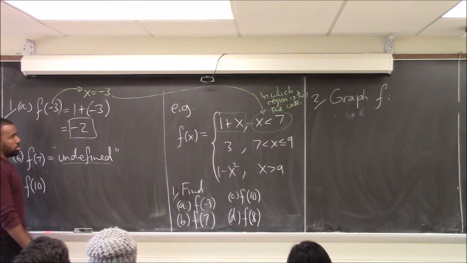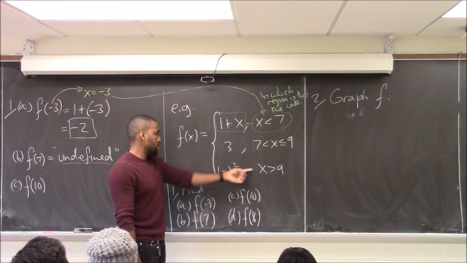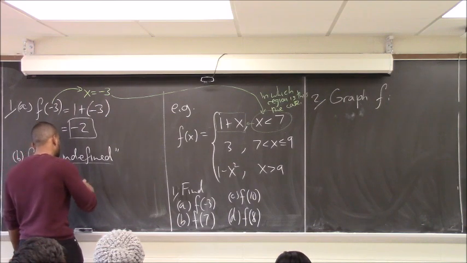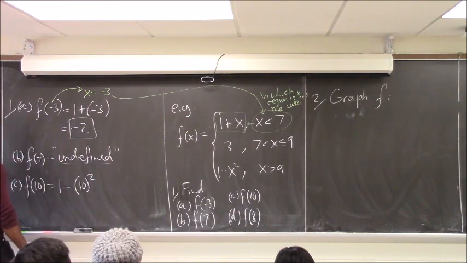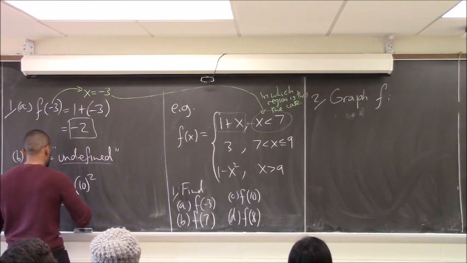Plug in the last one. I'm going to figure out where 10 falls. 10 is not here. 10 is greater than 9, so I'm going to take this definition. So 1 minus 10 squared. It's going to be 1 minus 100, which is minus 99.